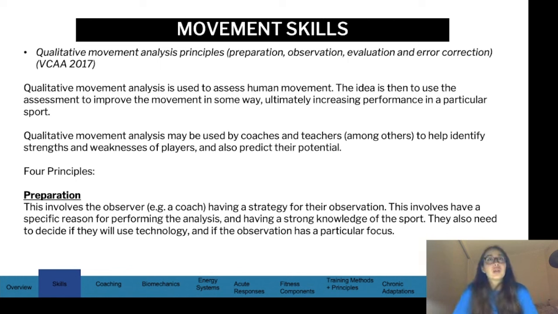So preparation, pretty much preparing your strategy for observation. Knowing what you're going to be looking out for, knowing who you're going to be watching out for, knowing what particular skills you're trying to recognize or determine if the player is doing well at, okay?